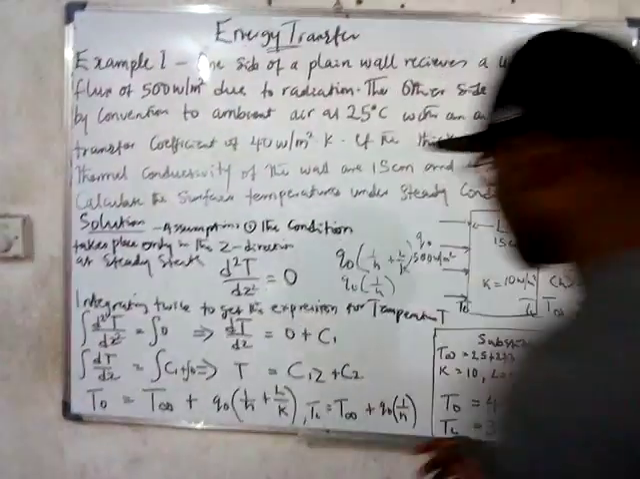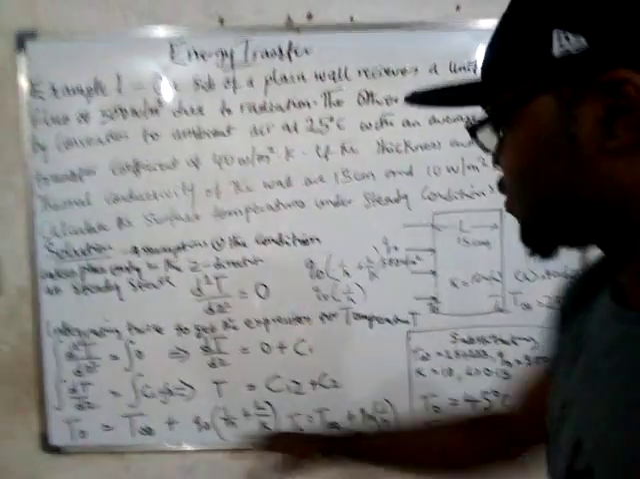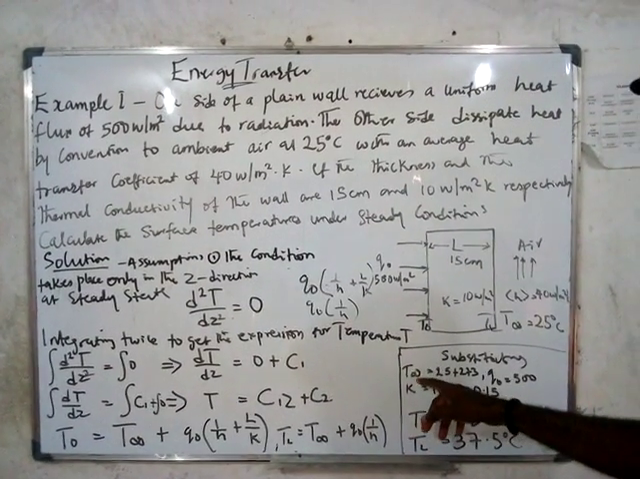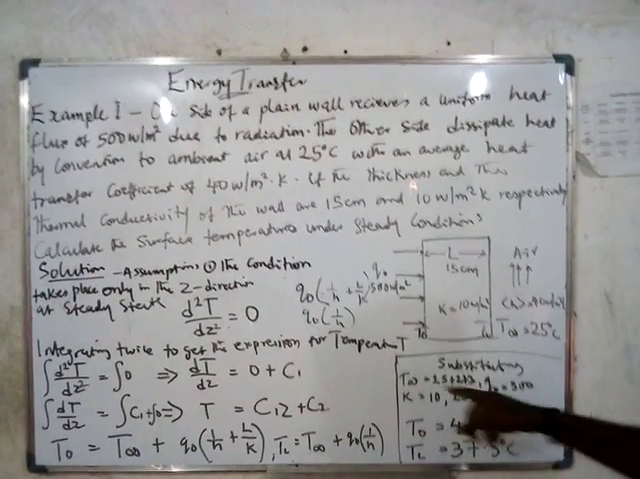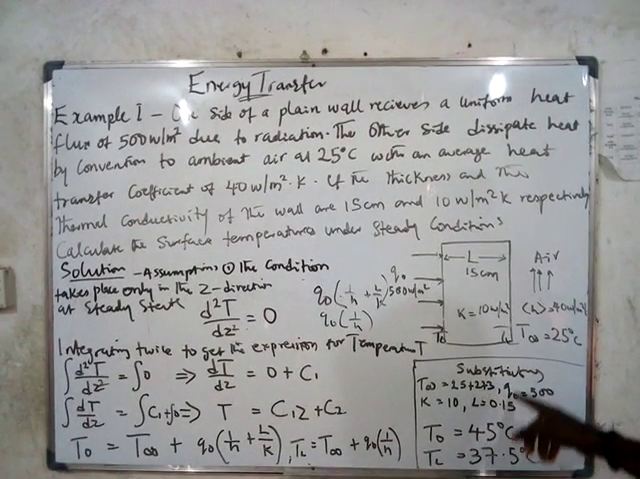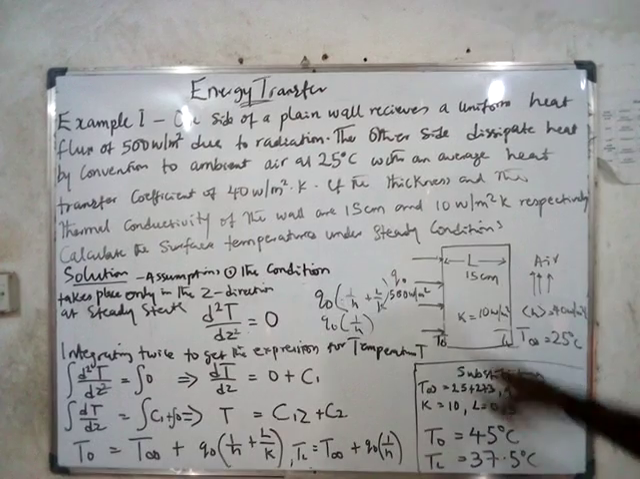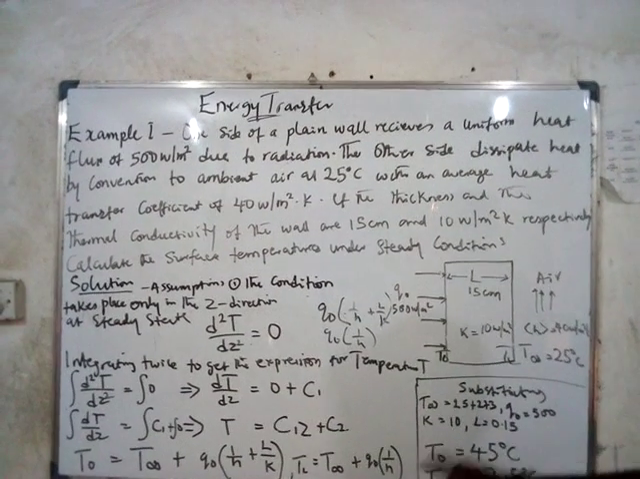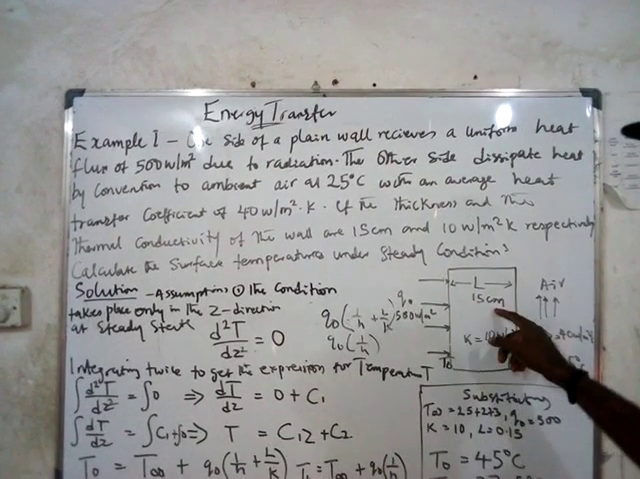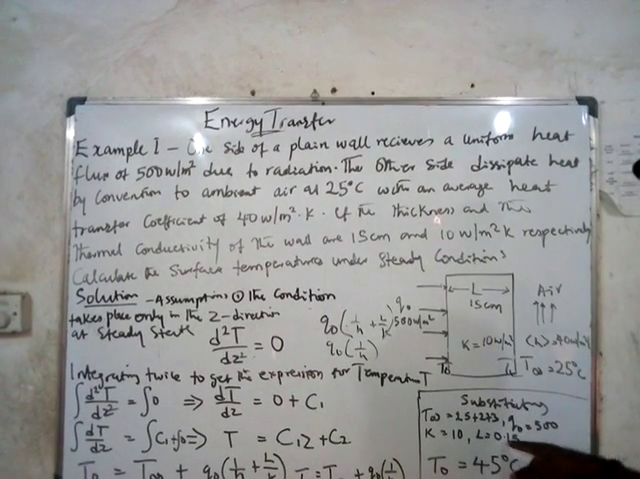So now you already know all these things, you just substitute all of them inside to get your T0 and TL. Because T infinity or ambient temperature is simply 25, if you add 273, you get it in Kelvin. Q0, you're already given, is 500. K, you're already given, is 10. L, you're already given, is 15 cm. It converts to meters, it becomes 0.15.